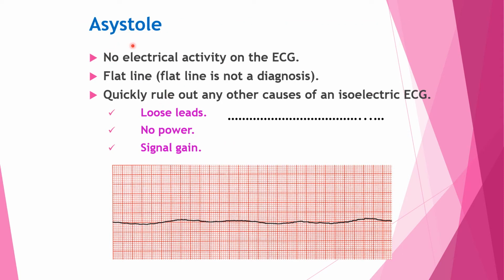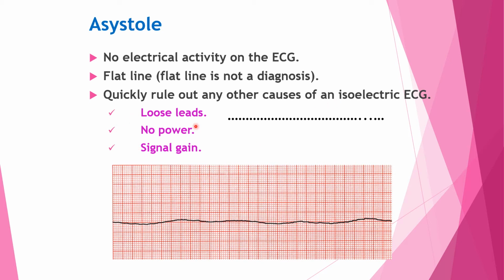Asystole. Asystole means no electrical activity on the ECG. So what will I see? A flat line, no waves, no P wave, no QRS, no T wave, nothing. Actually, a flat line is not a diagnosis. So the diagnosis is asystole. When I see this rhythm on the monitor, I should quickly rule out any other causes of an isoelectric ECG.